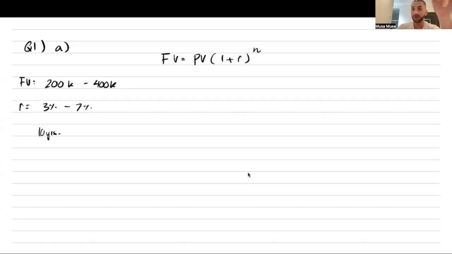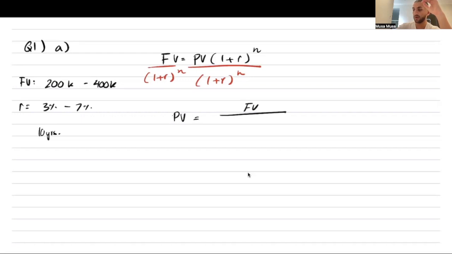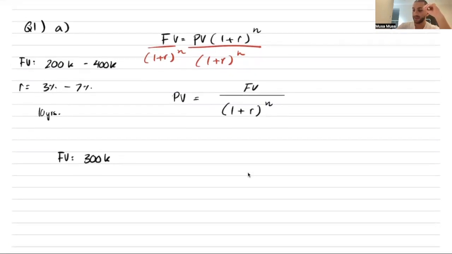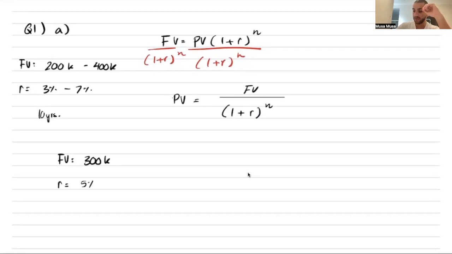So we're solving for present value, which means that we would have to go and divide both sides by 1 plus r to the power of n. And we know the formula that we require is PV equals future value over 1 plus r to the power of n. Now I'm going to build a set of hypotheticals and relay this onto the spreadsheet. So let's say I want a future value of $300,000. Let's say my rate is 5%, and we know that the term is 10 years.